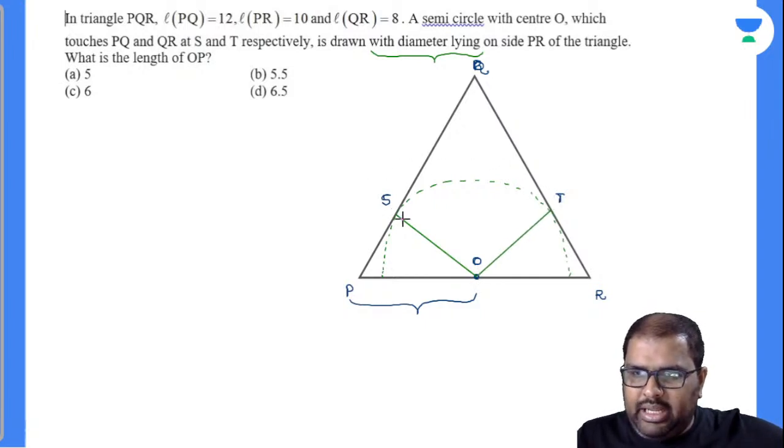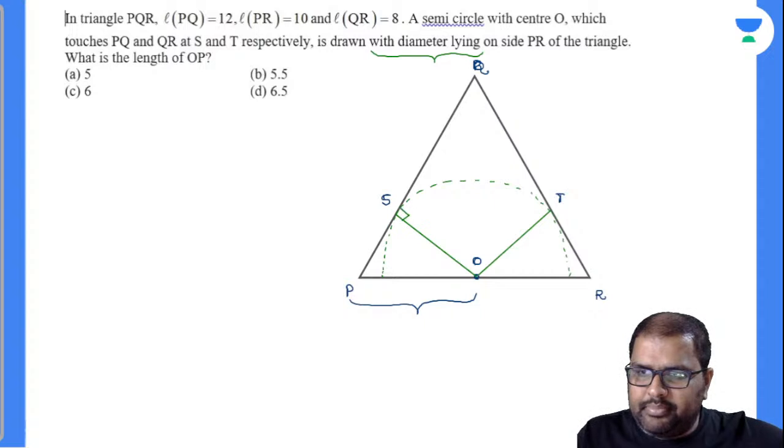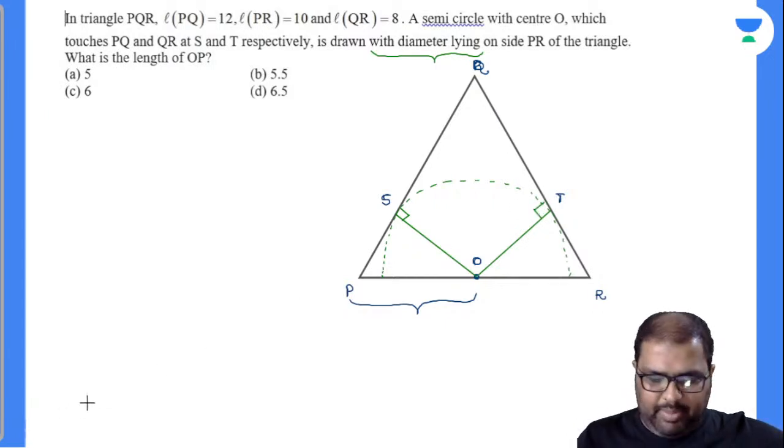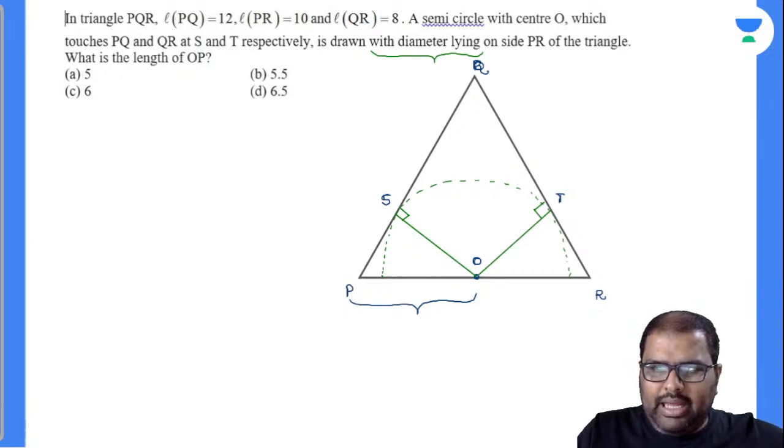We have a property: the radius of the semicircle makes 90 degrees with the tangent. PQ is a tangent, yes or no? Please let me know. Yes, by the tangent perpendicularity theorem. And also, OT is a radius and QR is a tangent, which make 90 degrees with the tangent by the tangent perpendicularity theorem. So I'll drop a line segment here.